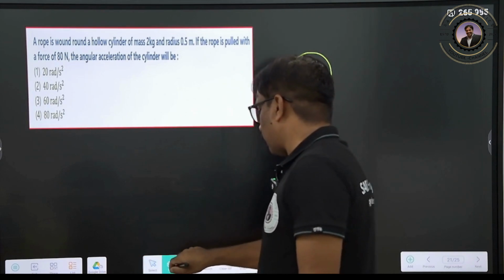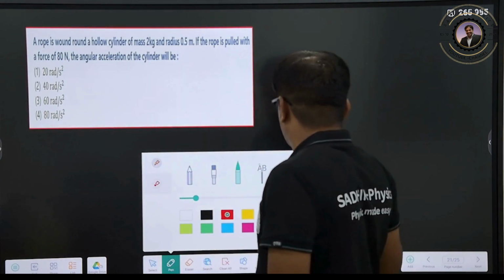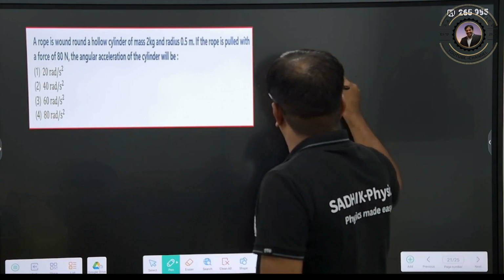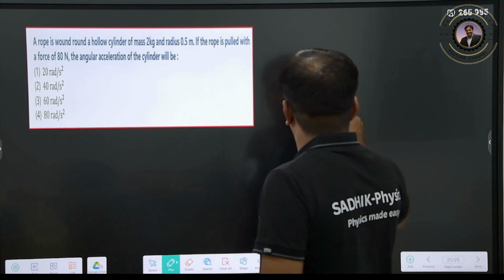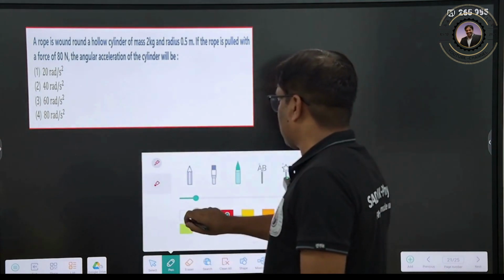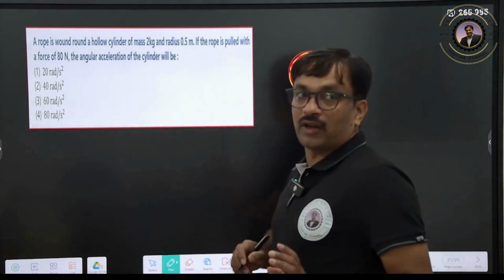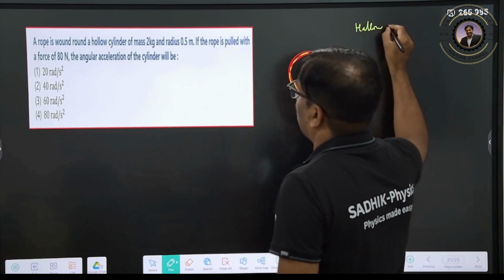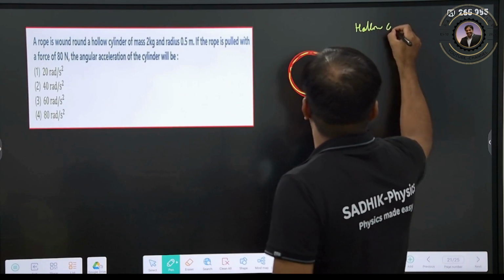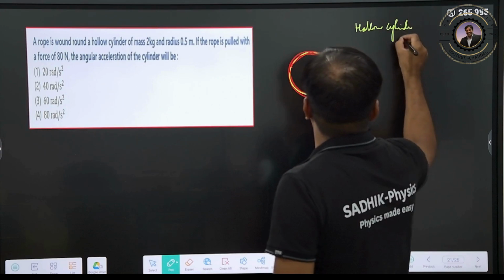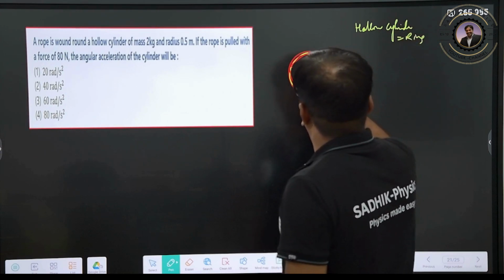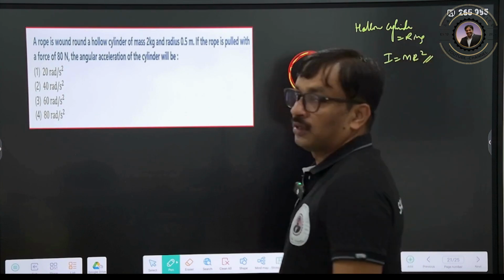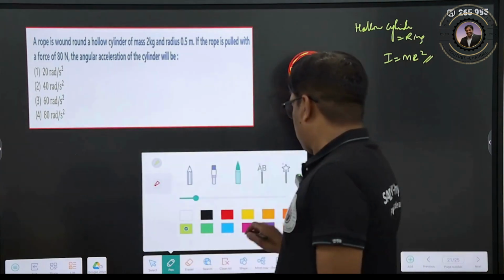Upon this cylinder, there is one rope we are winding. This is a hollow cylinder. Hollow cylinder means, immediately you can get it in your mind, that should be a ring. So a hollow cylinder is nothing but a ring. What should be the moment of inertia here? Moment of inertia is nothing but mr square. Clear?